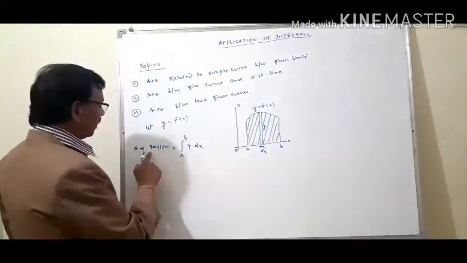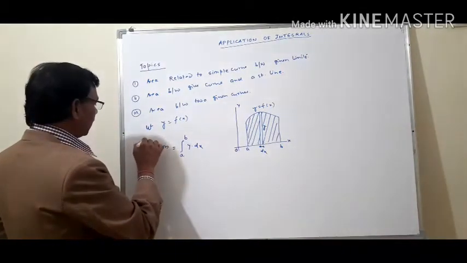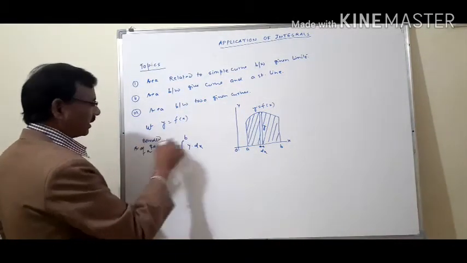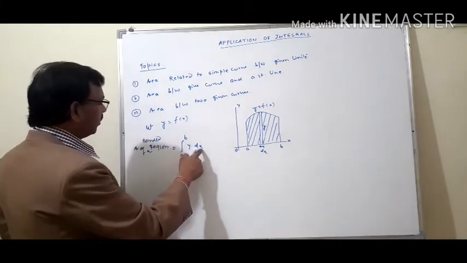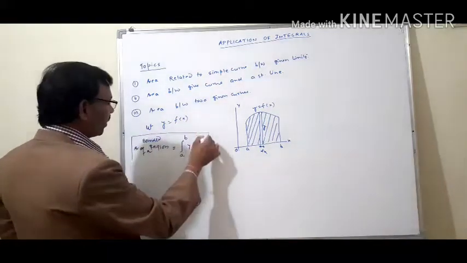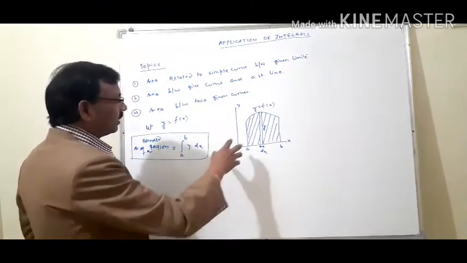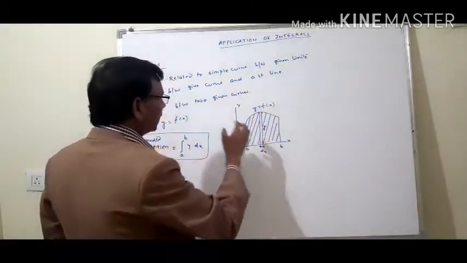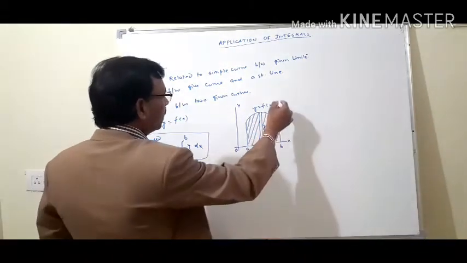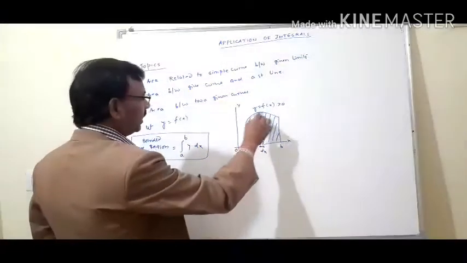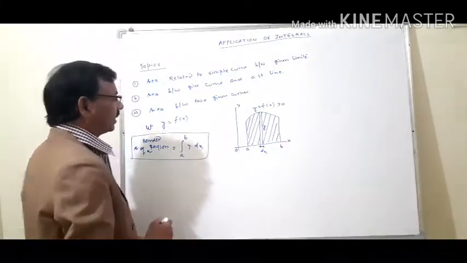So the area of the bounded or shaded region will be equal to the integration over a to b of y into dx. This is the first case. Since, as you see here, y equal to f of x, this curve is above the x axis, which is greater than 0, that means f of x is greater than 0 because this is in the positive direction.